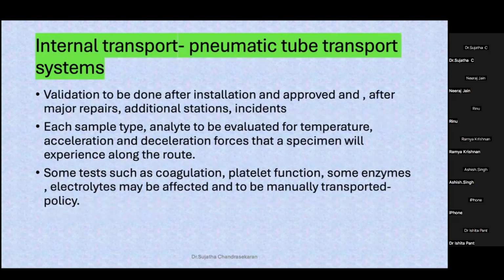Pneumatic tube transport systems need validation. Consider two situations. There is a hospital which is more horizontal than vertical. Multiple buildings, multiple blocks, maybe 2 floors, 3 floors. So the samples are moved from one block to other at a particular level, but with a lot of bends at different connections. One building to another, there are some bends. From one corridor to another, there are bends.